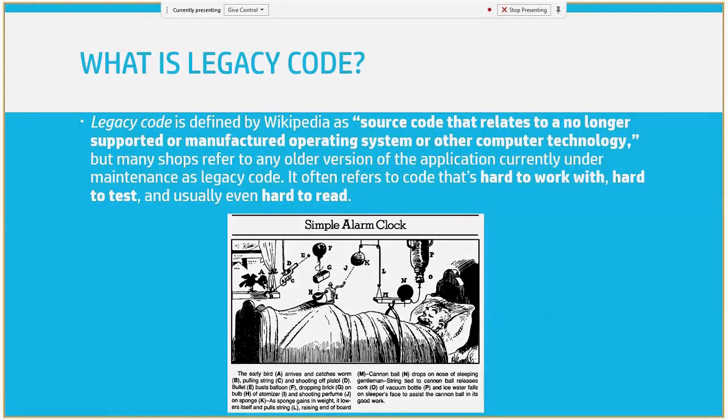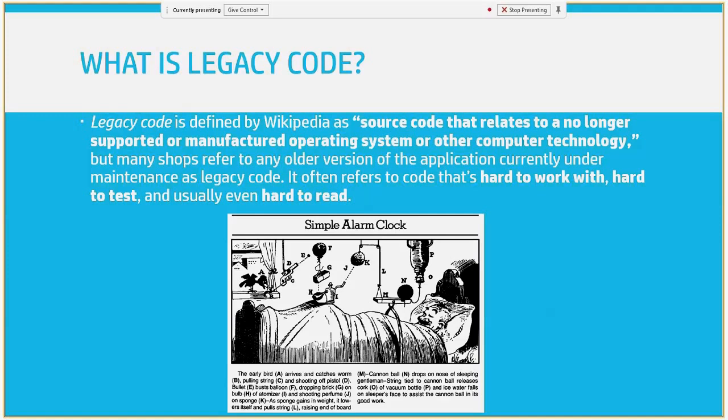But what is legacy code? We talk about legacy code, but we don't have a single definition. There are so many definitions on the web and in books. Wikipedia says it is source code related to a system that is not supported, or that you don't have control of because the code is lost. But many companies refer to any older version of the application that is currently in maintenance as legacy code. And sometimes when you hear legacy code, you say it is hard to work with, hard to test, and usually hard to read.